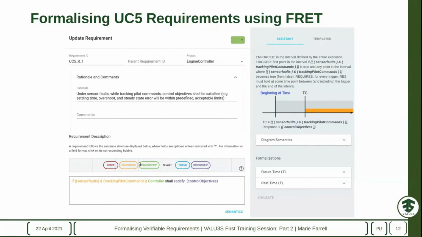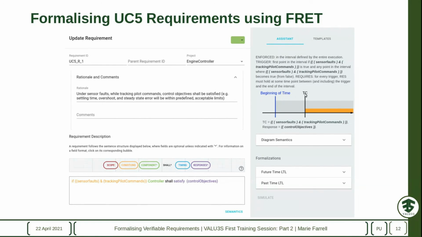Then we formalize this requirement, and it looks a bit like this. If sensor faults and tracking pilot commands are true, then the controller shall satisfy control objectives. You can see it's still quite vague, and I'll discuss that again in a second. But just to mention before I move on, FRET also provides this diagrammatic semantics. It gives us this diagram, and it also provides the user with the meaning of each of the constructs in the diagram. I didn't actually expand this here.